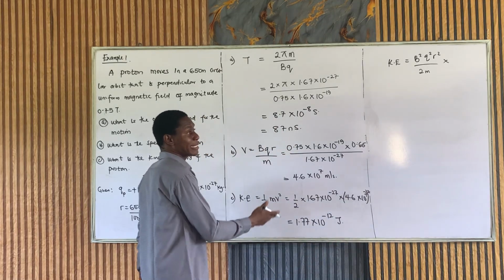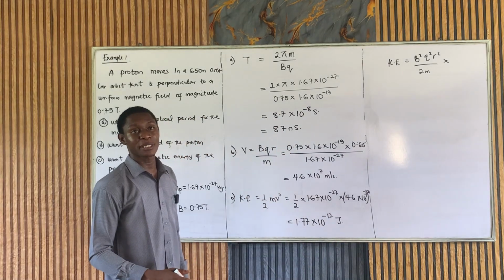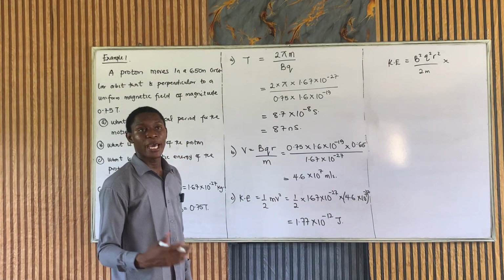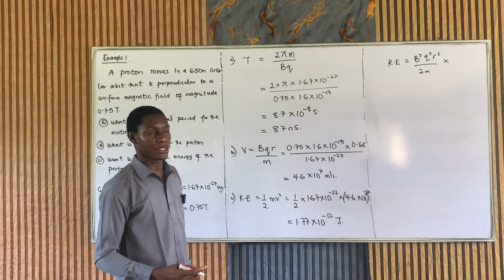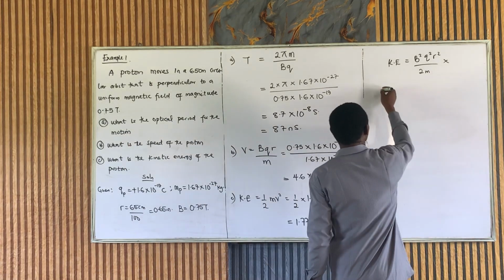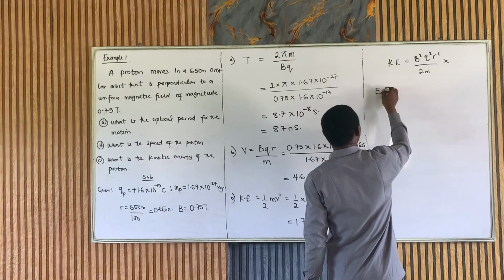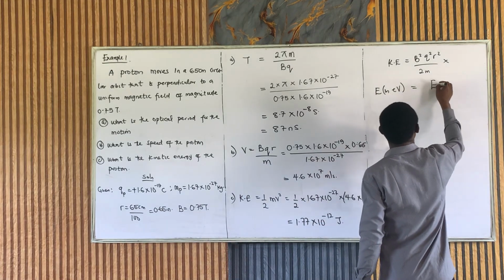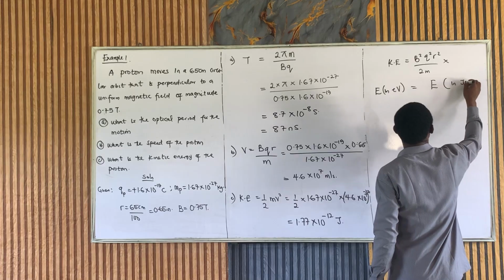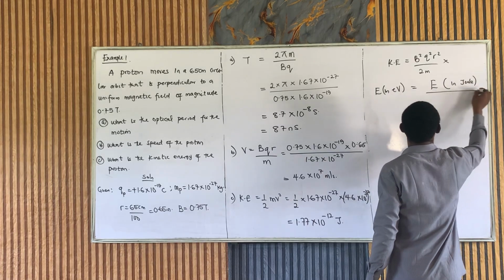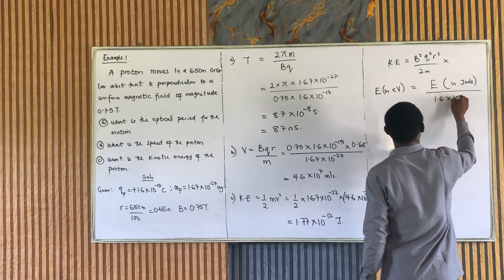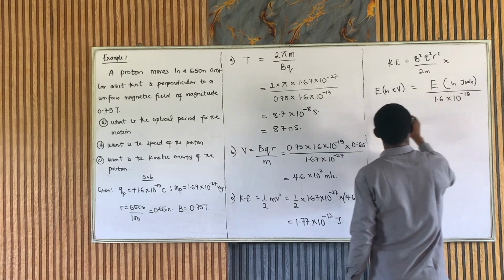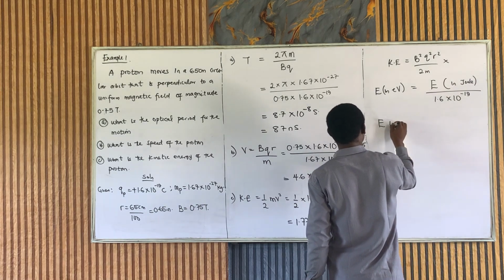But sometimes the energy is not expressed in joules, it's expressed in electron volts. Electron volts is another unit for energy. And how do you do that? You see, energy in electron volts is simply energy in joules divided by 1.6 times 10 raised to the power minus 19. So easy now.